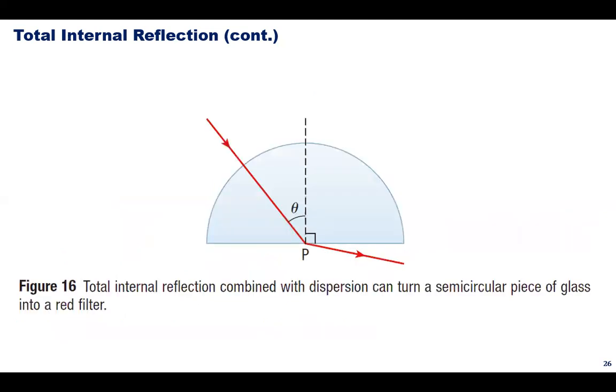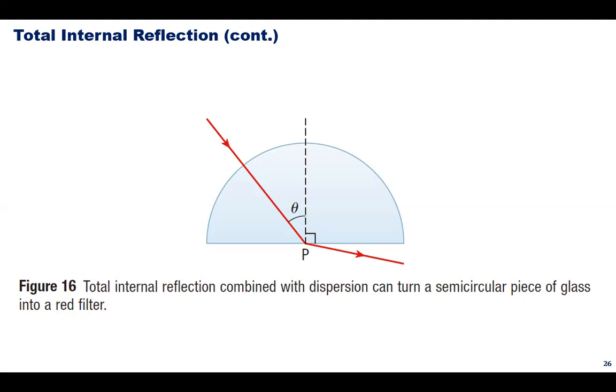You can also make use of total internal reflection and dispersion to achieve a light filter effect using a semicircular piece of glass, as shown here in figure 16. If a ray of light travels towards the center of the semicircle at point P, it will strike the round edge along the normal and not refract.